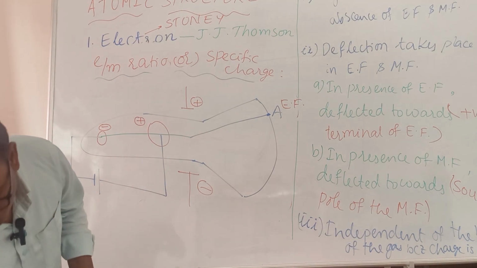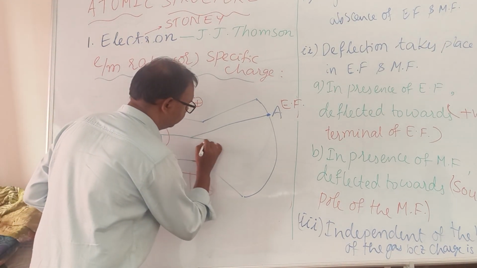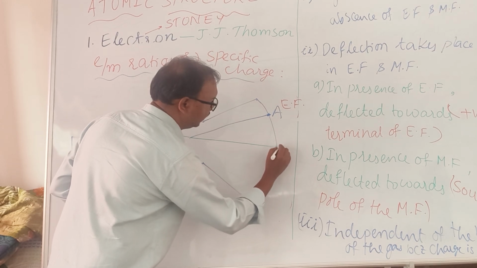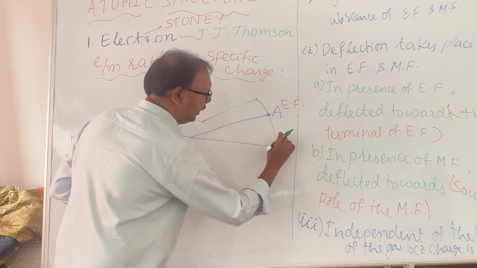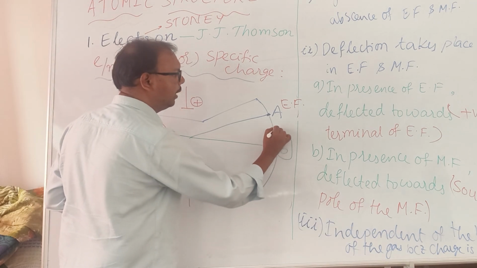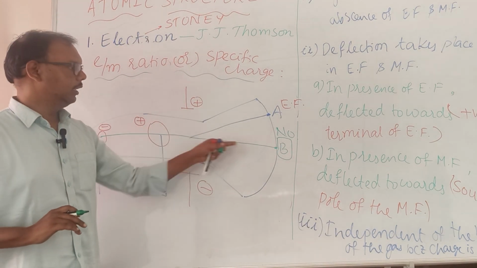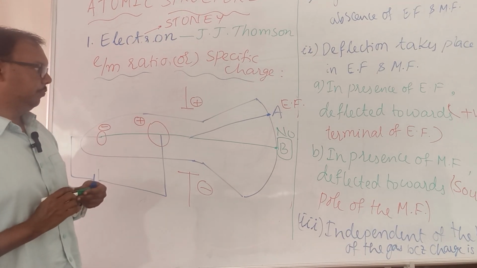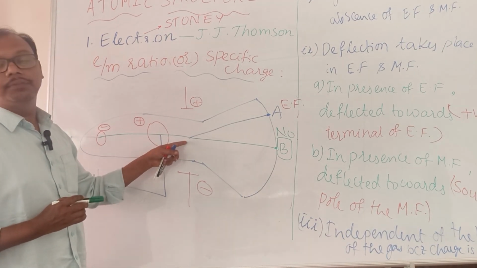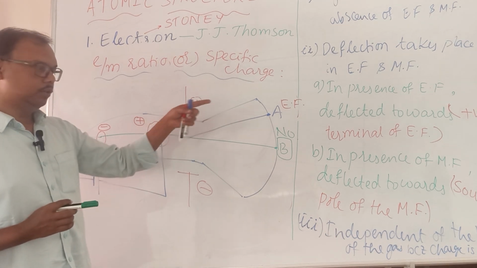I told you, they travel in a straight line direction, that is point B. In the absence of electric and magnetic fields, no electric field, no magnetic field, they travel in straight line directions. In the presence of an electric field, they are deflected towards the positive terminal.